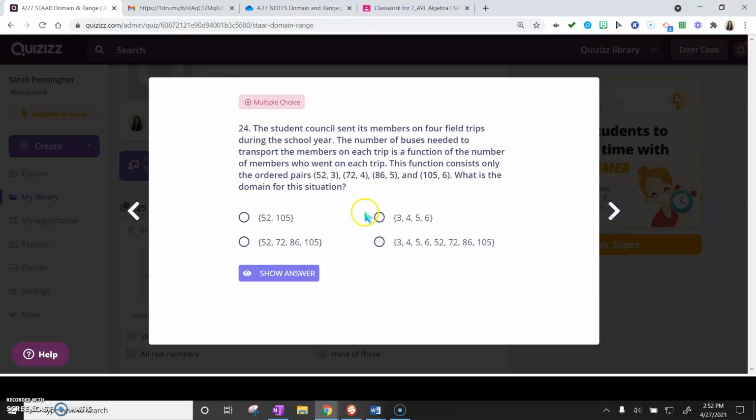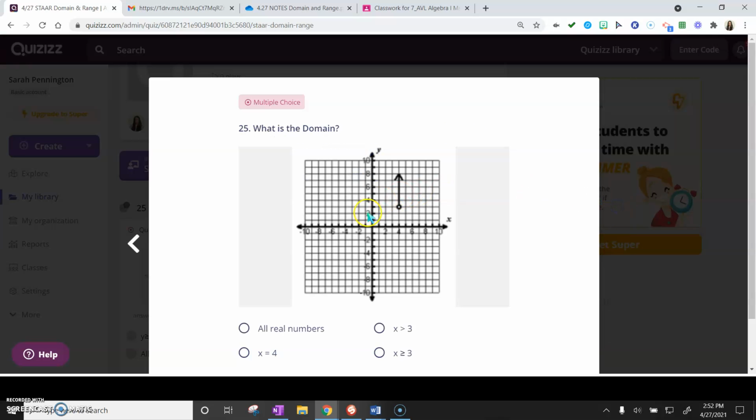All right, Student Council sent its members on 4 field trips during the school year. The number of buses needed to transport the members on each trip. The function only consists of these ordered pairs. What's the domain? That's the part I care about. Domain are my x values, 52, 72, 86, and 105.